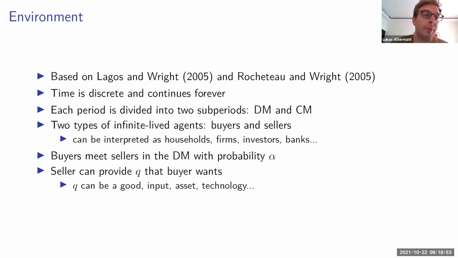So in the DM, buyers meet sellers with some probability alpha, and the seller can provide Q that the buyer wants. Again, we are agnostic about what this Q really is. It can be interpreted as a good if it's households trading with each other or households trading with firms, but it can also be interpreted as an input in a production function, as an asset that is traded among these agents, or as technology. There have been many applications in the literature, and for our purposes, you can use any of them basically.